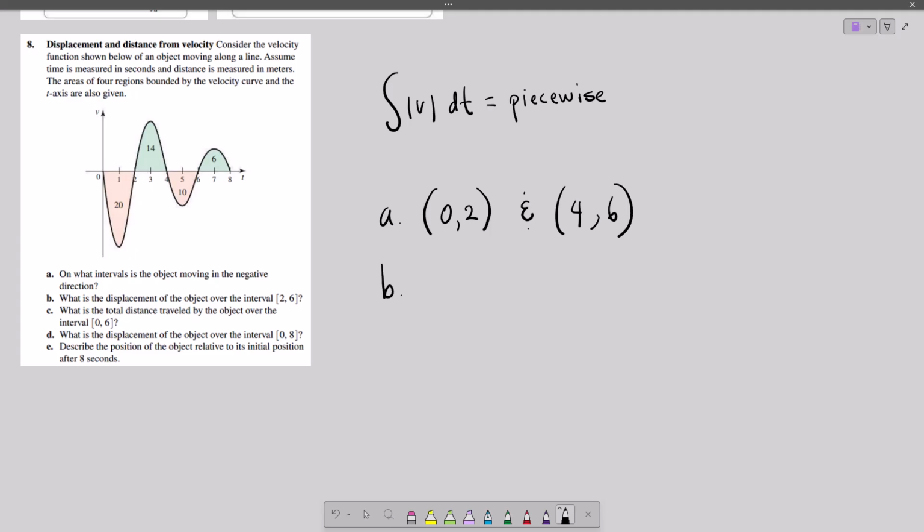So part B, what is the displacement of the object over the time interval 2 to 6? So 2 to 6 in here, so we're coming all the way across. What is our displacement? 4. So when we look at that, displacement is going to be upper area minus lower area. So we're going to do 14 minus 10. We're going to have 4. And they gave us units. Anytime a problem gives you units, most of the time the answer should have some sort of units. So that's going to be 4 meters.